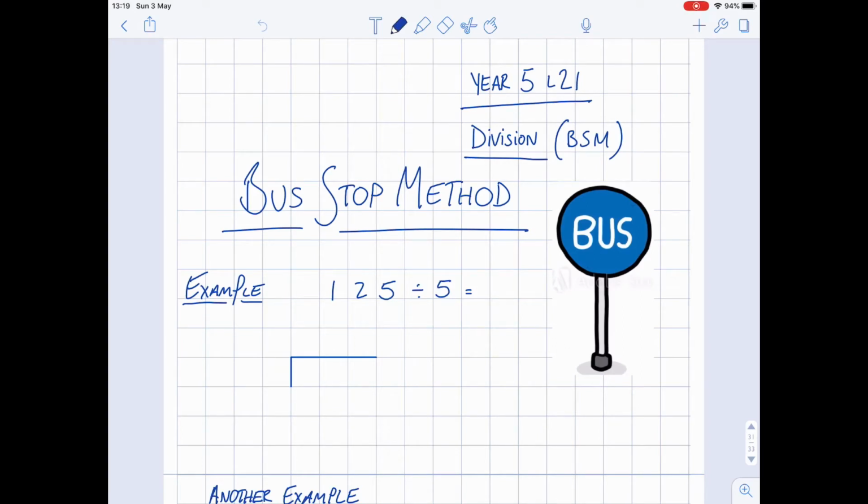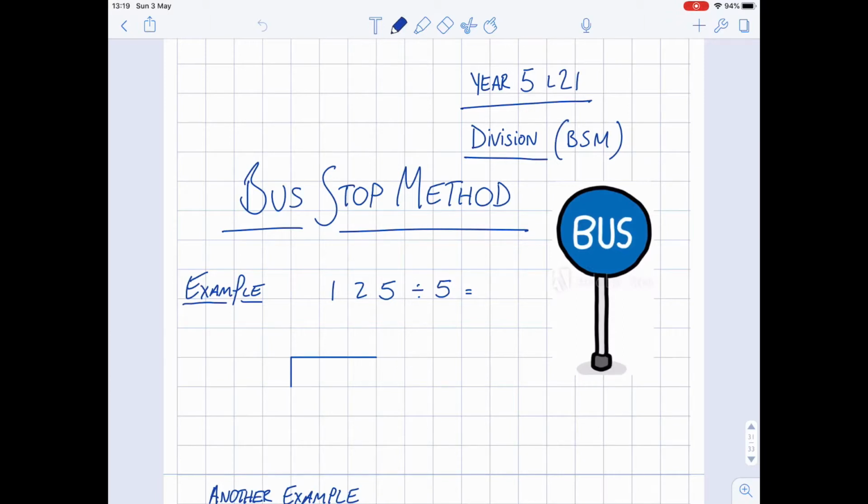Right, moving on to something different from yesterday's session. So, we've got our bus stop method for division. Hopefully you're familiar with it. I'm going to go through it again and then you guys are going to have a go yourselves. All of your answers today will be whole numbers, okay? So you haven't got any remainders.